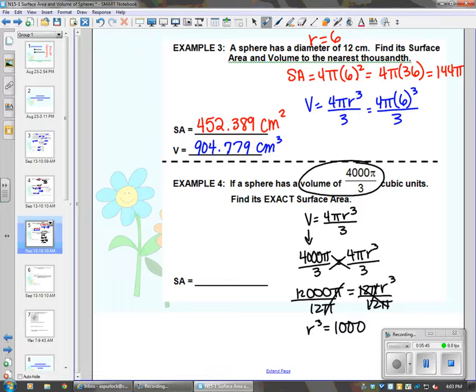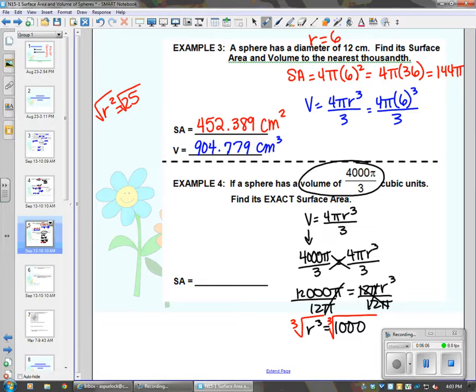Okay, now just a random side note here. If I were to say r squared equals 25, how would I solve that for r? We would take the square root because it is r squared. Now since this is r cubed, we are going to take what we call the cube root.